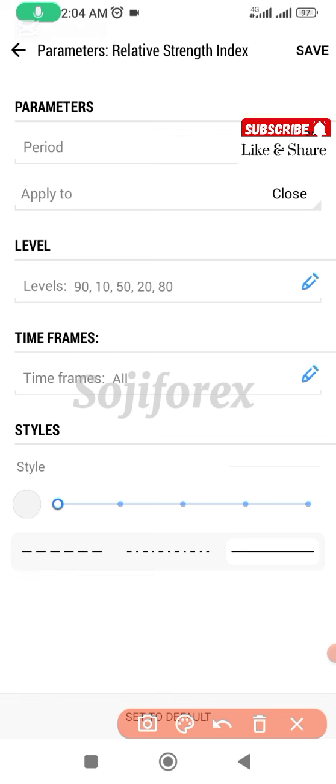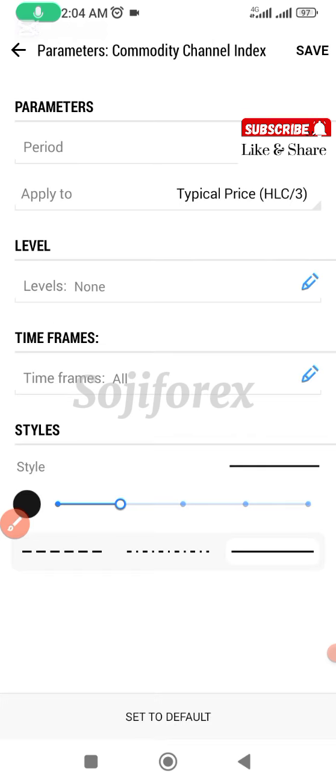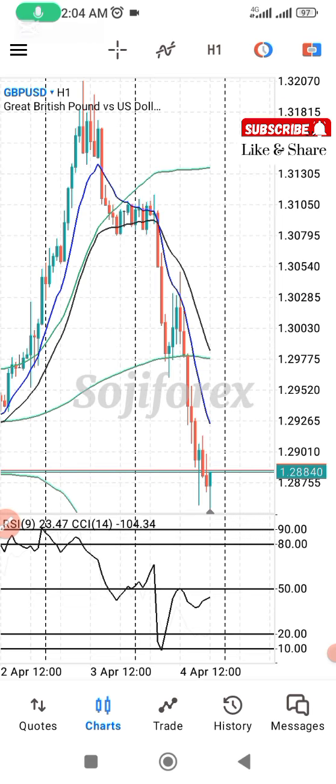In the place of the level, you can see that, and here the color is your background color. So if your background is black, all you need to do is change that color to black. Then we have our Commodity Channel Index. Once you've done your setting, your screen will look like this.